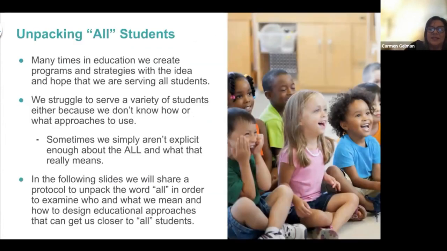Unpacking all students. So many times in education, we create programs and strategies with the idea and hope that we are serving all students. We struggle to serve a variety of students, either because we don't know how or what approaches to use. Sometimes we simply aren't explicit enough about the all and what that really means. In the following slides, we will share a protocol to unpack the word all in order to examine who and what we mean and how to design educational approaches that can get us closer to all students.